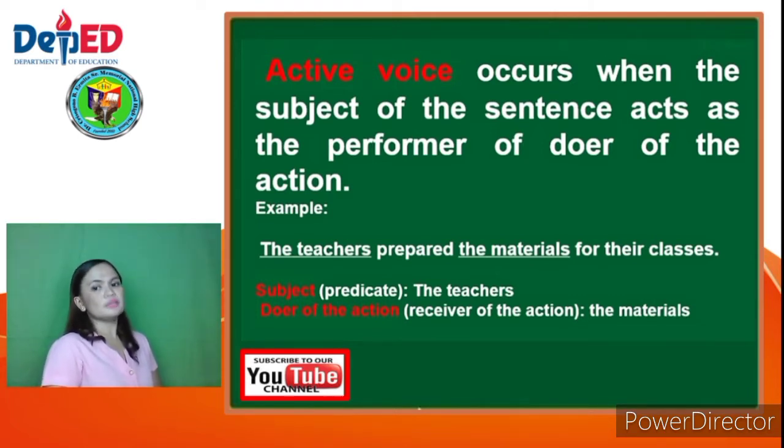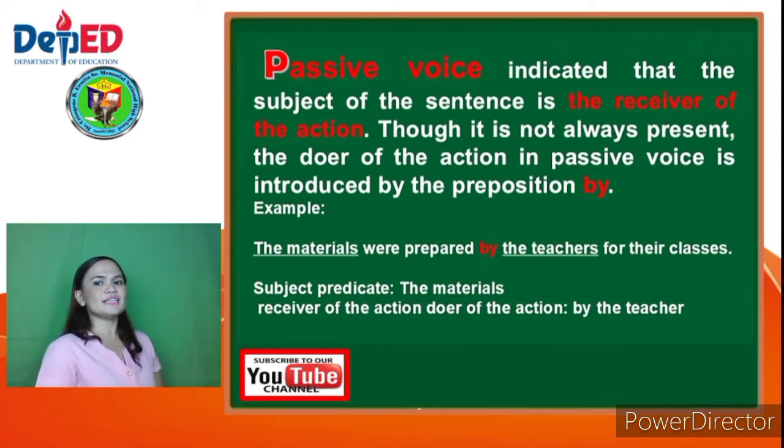And also, the teacher as the doer of the action is part of the subject predicate, which is at the beginning of the sentence. So, when the subject in the sentence is the doer of the action, it is in active voice. Passive voice indicated that the subject of the sentence is the receiver of the action. Though it is not always present, the doer of the action in passive voice is introduced by the preposition by.